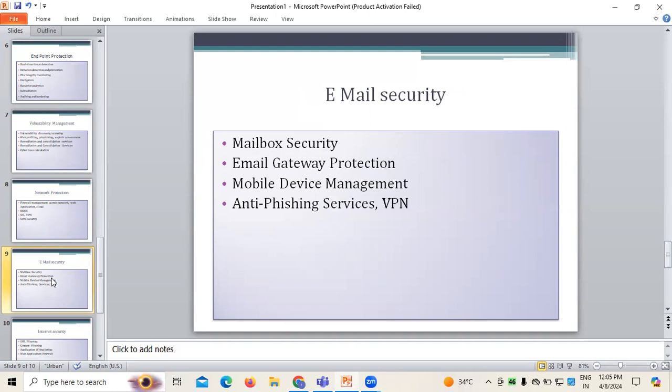Next, when it comes to email security, we are designing, deploying, and managing protection against external as well as internal email threats. At the same time, data compromise and information protection, for which we provide services relating to mailbox security, email gateway protection, mobile device management, anti-phishing services, VPN. All these things come under the email security part.